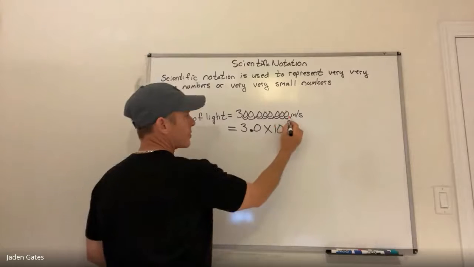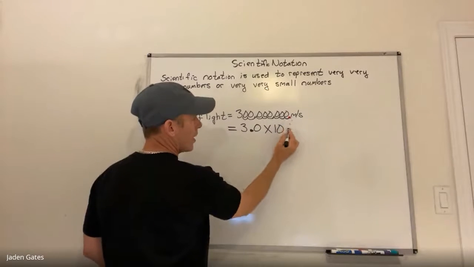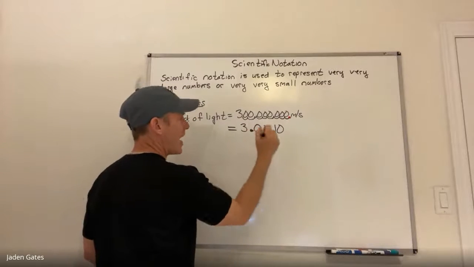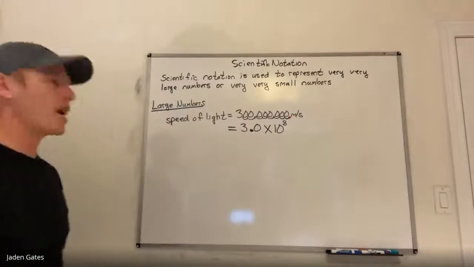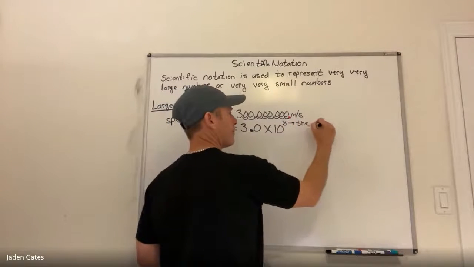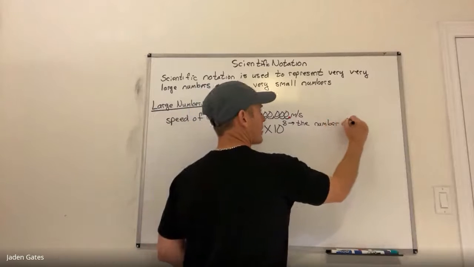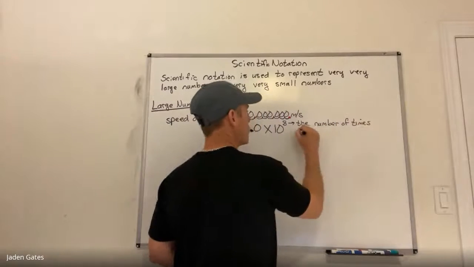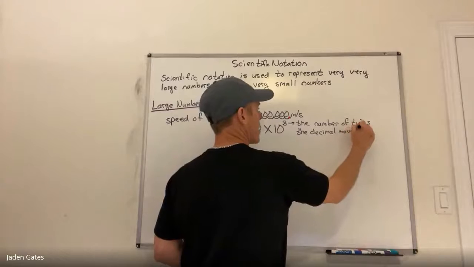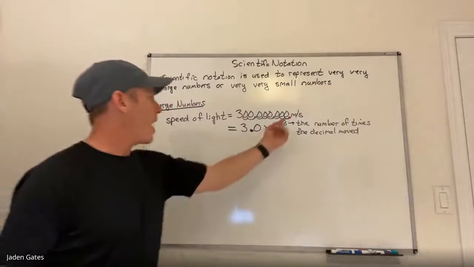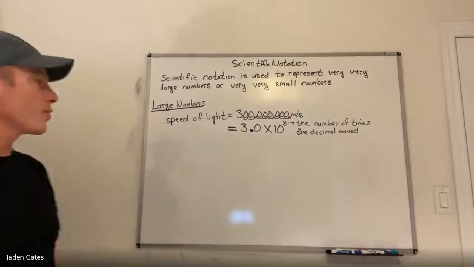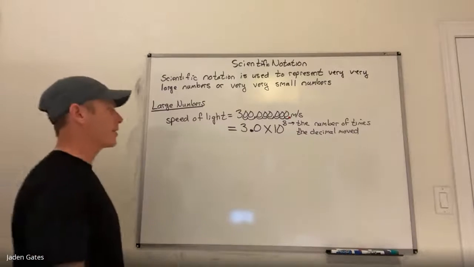And what I look at is, how many places did I move? Well, I went 1, 2, 3, 4, 5, 6, 7, 8 places is how many times I moved that decimal. And so this is the number of times the decimal moved. All right, because again, I got to move it until there's one number left of the decimal. I move that decimal 8 times this way. So I got a decimal between the 3 and the 0. And so I go 3.0 times 10 to the power of 8.